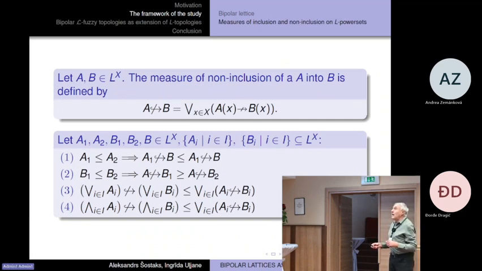Now the value of non-belongingness, again, the formula is here. I don't have time to explain, but it is also intuitively clear how we can evaluate to what extent A is not included in B. Here are the formulas.